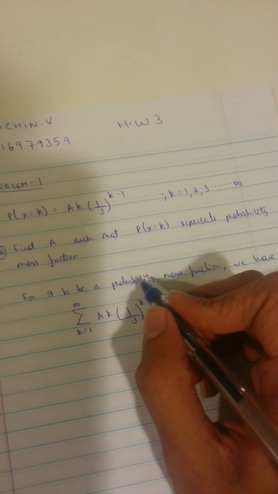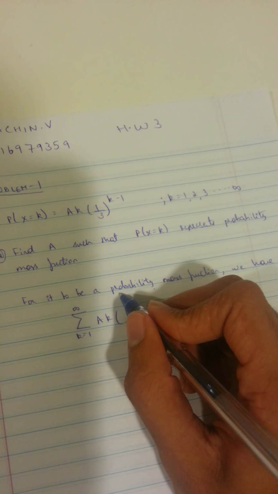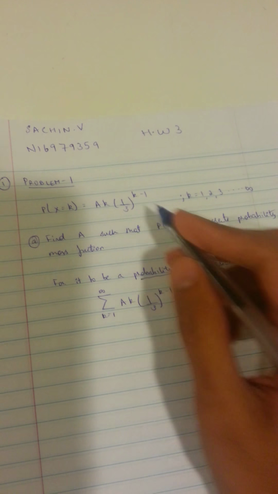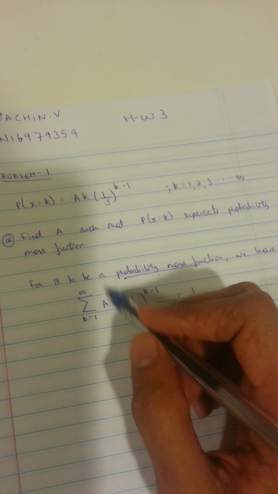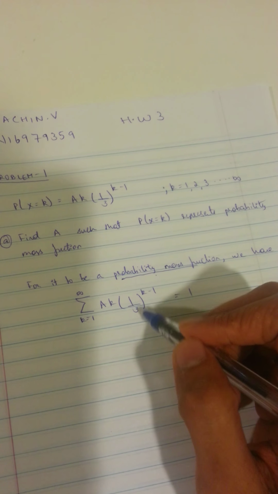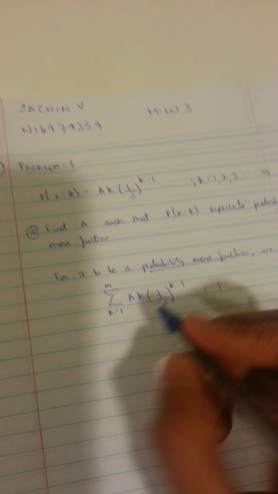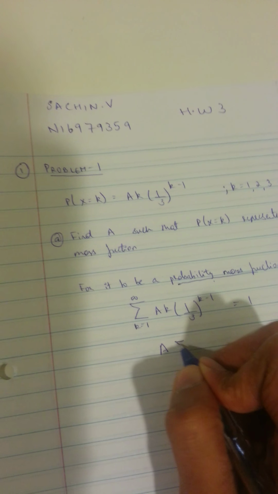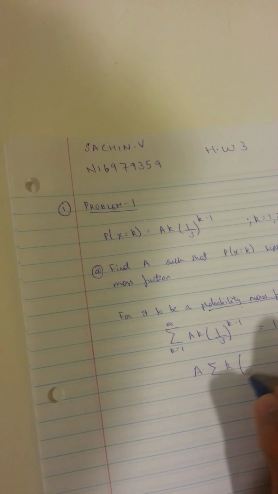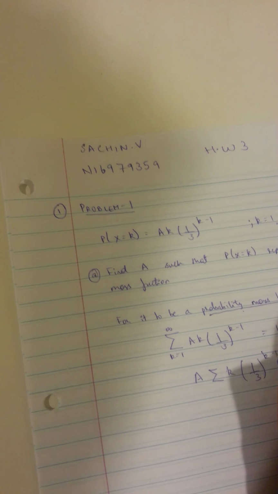From the properties of probability mass function, we know that the summation of p of x equal to k should be equal to 1. So substituting that, we have summation k equal to 1 to infinity a k into 1 by 3 to the power k minus 1 equal to 1. Since a is a constant, let's take it out of the summation. So we have a summation k into 1 by 3 to the power k minus 1 is equal to 1.